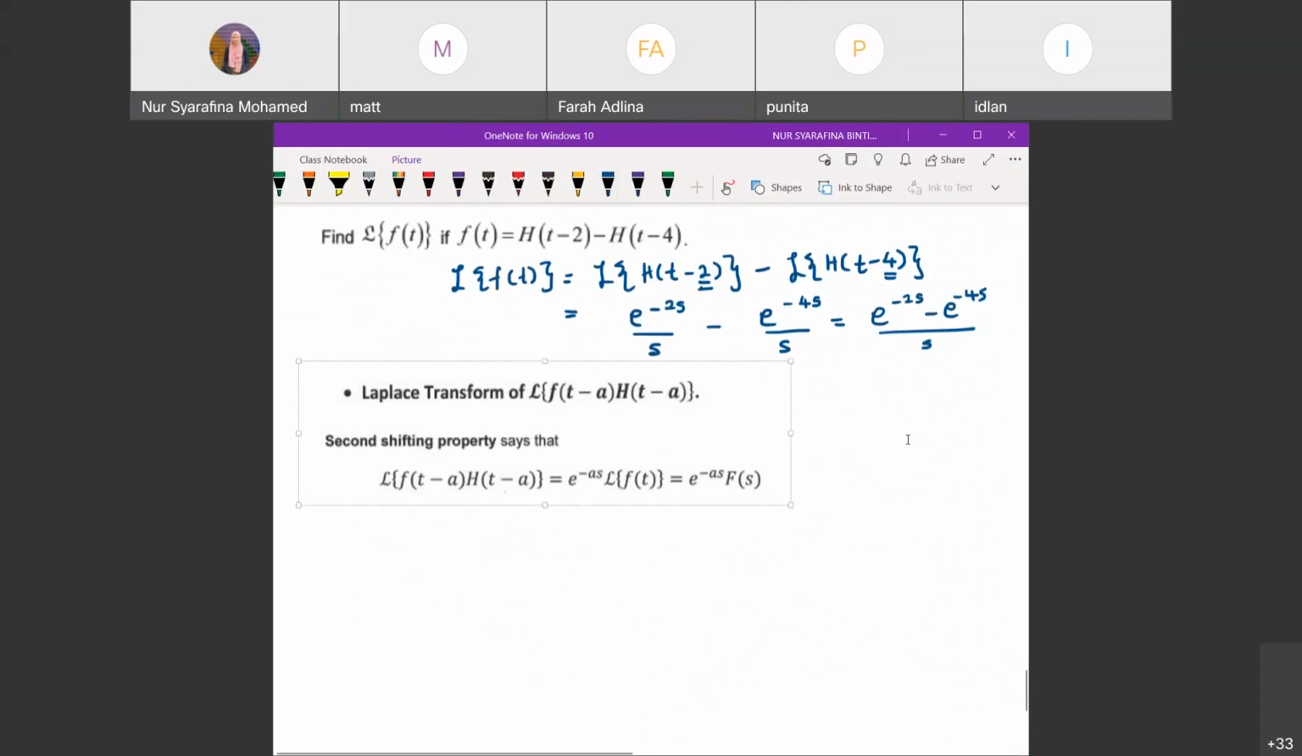So in the second shifting property, it is mentioned that f(t minus a) multiplied with h(t minus a) is given by e to the power of negative as times the transform of f(t), so you have e to the negative as F(s). Okay, let's prove this first. So first you know f(t minus a) h(t minus a) equals what? Equals f(t minus a) multiplied with the unit step function 0, 1.